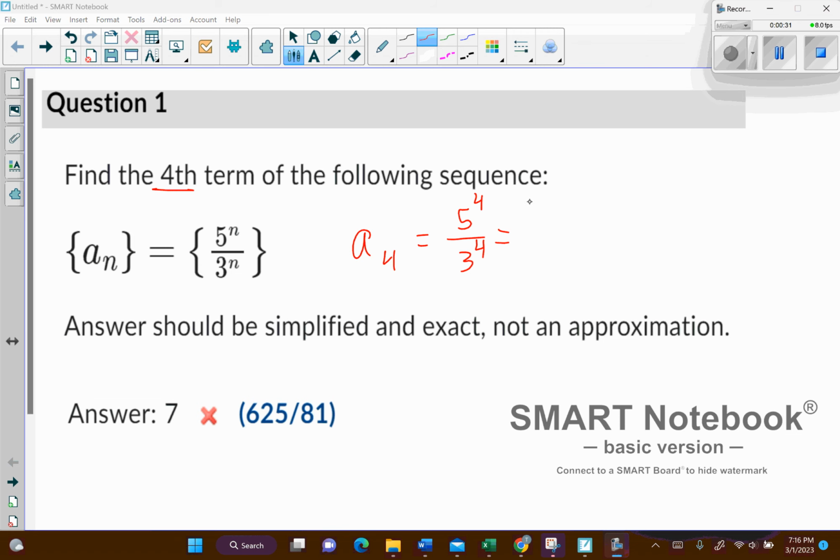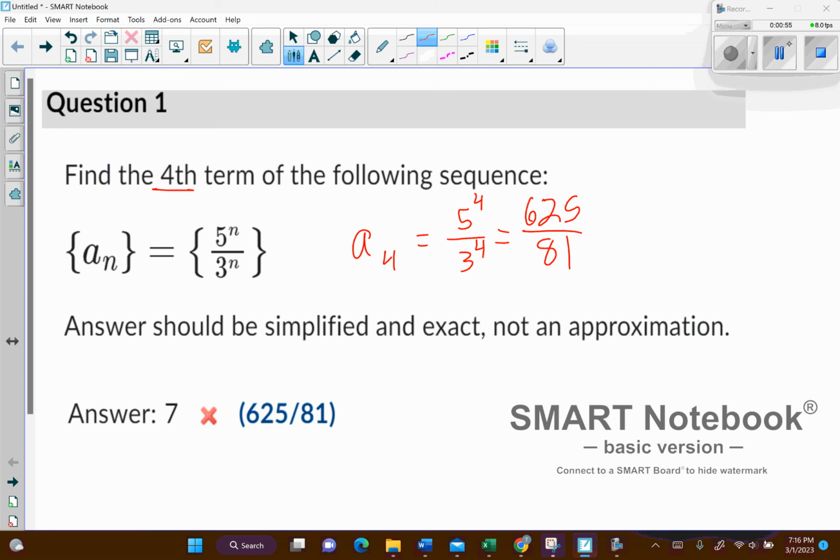And you should get 625. And then 3 times 3 is 9, times 3 is 27, then times 3 again is 81. And so I don't know if maybe you were putting it in the calculator and you're getting really close to 7, and so you just rounded to 7, but they want an exact answer and not an approximation.